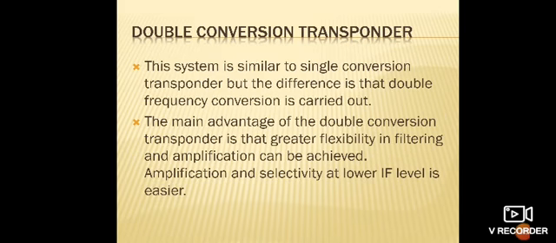And the next one is the double conversion transponder. The name already indicates that the conversion is done 2 times. It is similar to the single conversion transponder, but the difference is that double frequency conversion is done within the satellite. The main advantage of the double conversion transponder is greater flexibility, so filtering and amplification can be done very well.